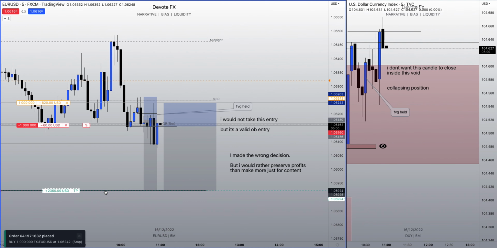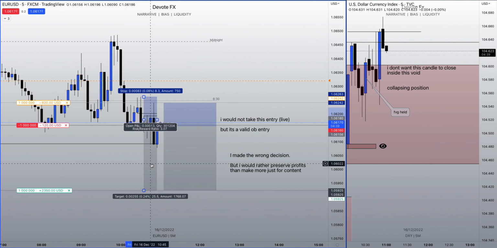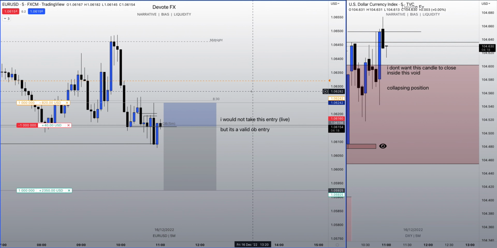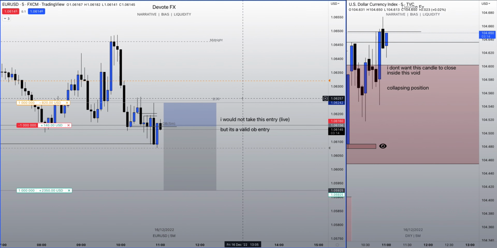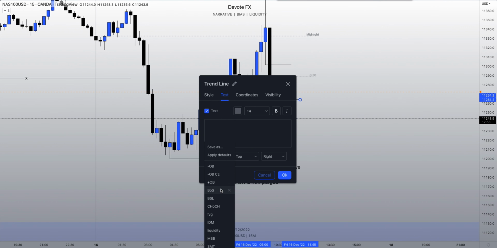So here we have our entry, and I did make a mistake here, and I'll narrate it when we get there. But if you look here, what is my order block, and if I'm using my order block as an entry, where should my stop loss be? That's the hint I'll give you. You can pause it and look around, but I did make an error there.